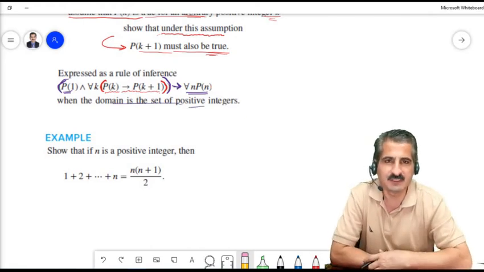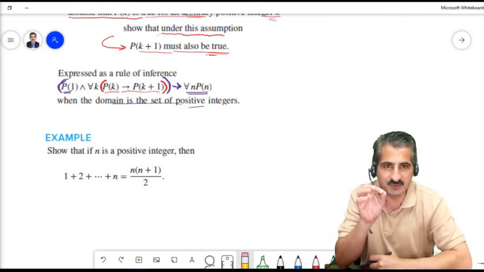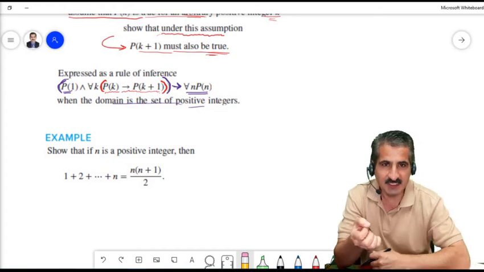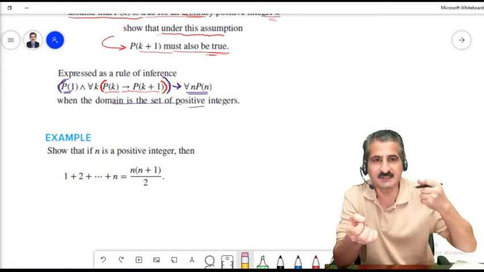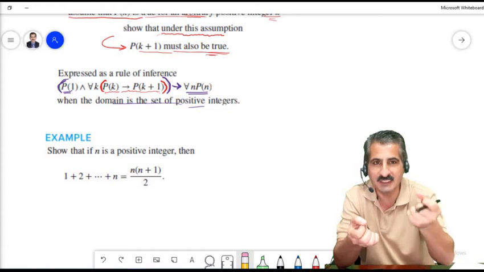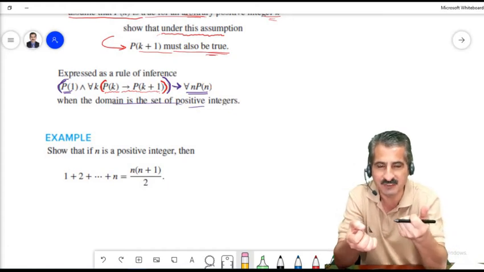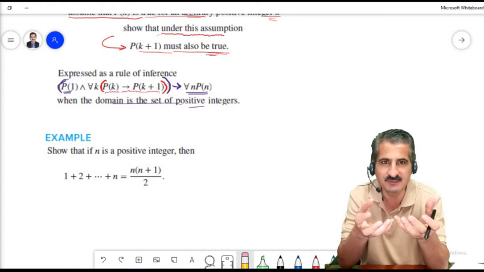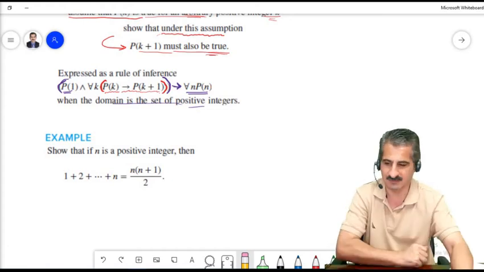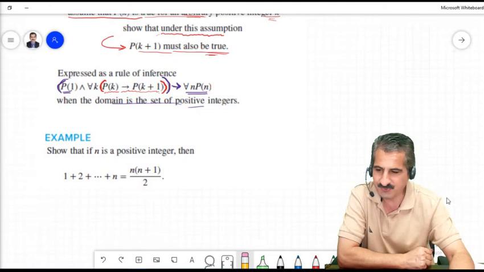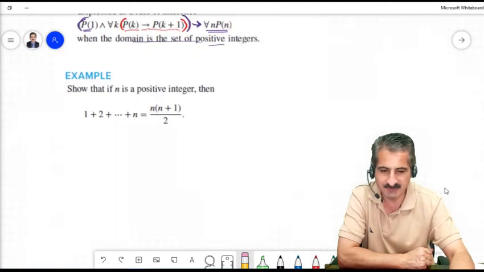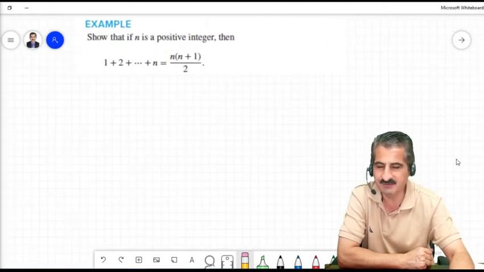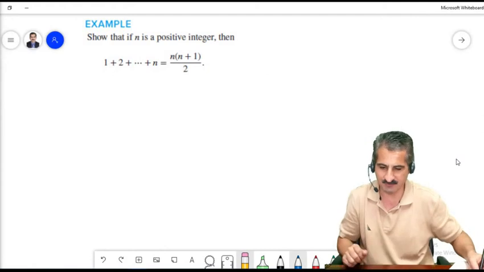So again, having the statement true at 1, and having that, under the assumption the statement is true at k, it gives the statement is true at k+1. Having these two things in hand, the statement is true for any integer. And for sure, to understand mathematical induction, we must work examples in detail. And here we go. We start.